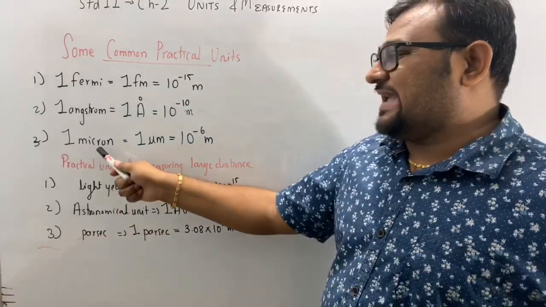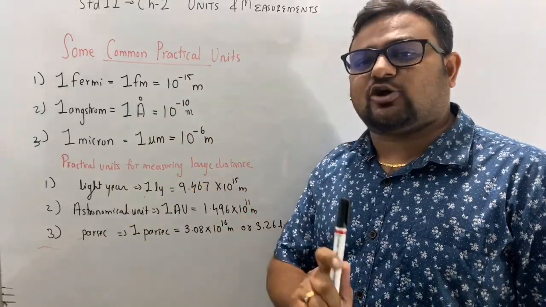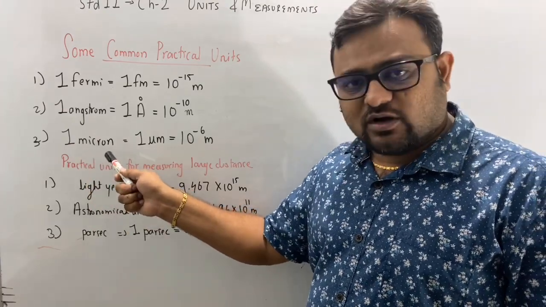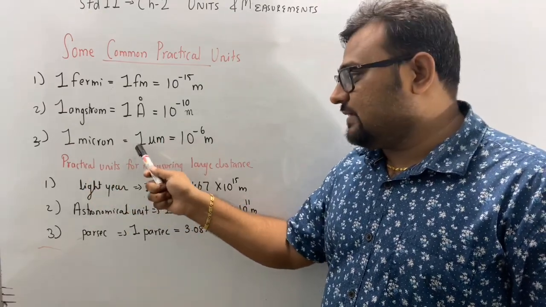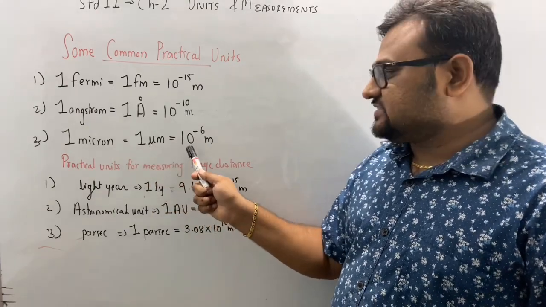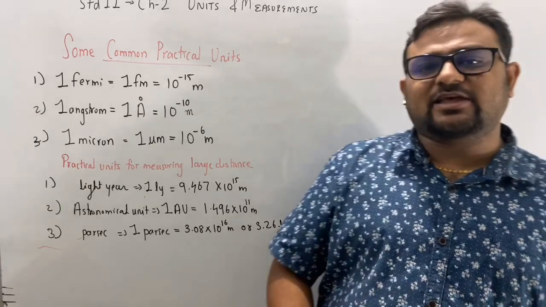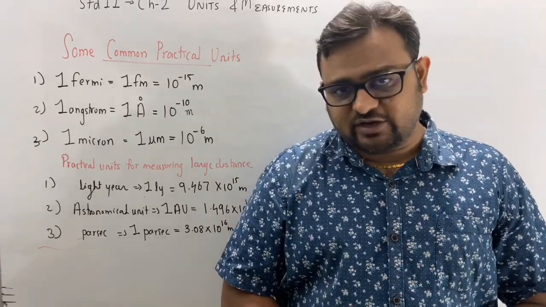Okay, 1 micron is equivalent to 1 micrometer, that is 10 raised to minus 6 meter. These are the commonly used practical units.